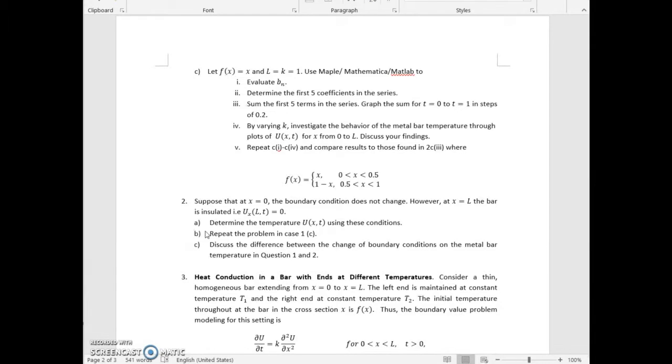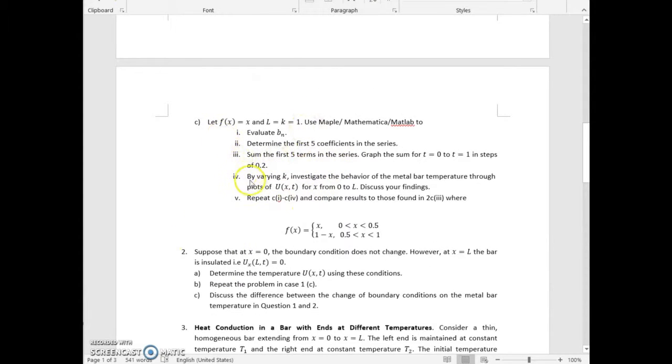So for my part, I will explain the B part. The B part of 4 and 5, right? Let me check about it. Yes, 4 and 5. So for the B part, they asked me to repeat the problem in case 1C. Case 1C is by varying K, investigate the behavior of the metal bar temperature through the plot of Uxt for x from 0 to L. Discuss your findings.